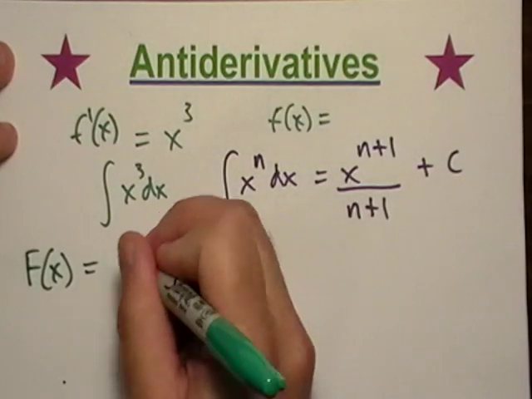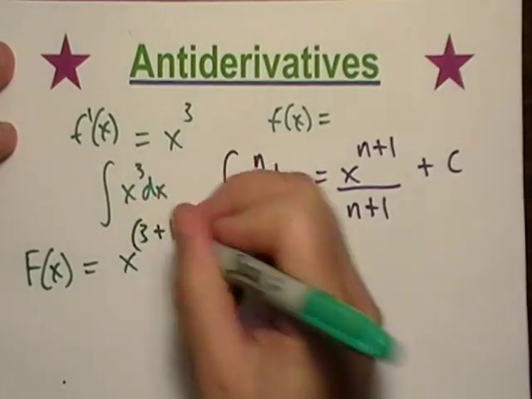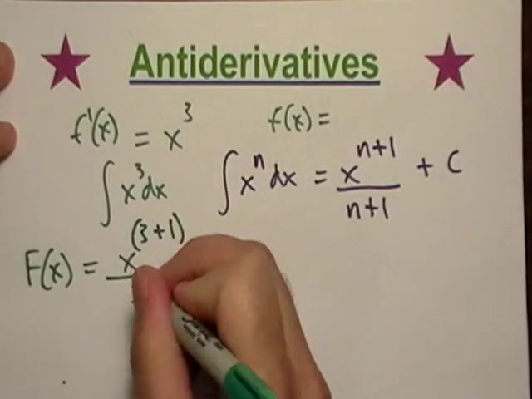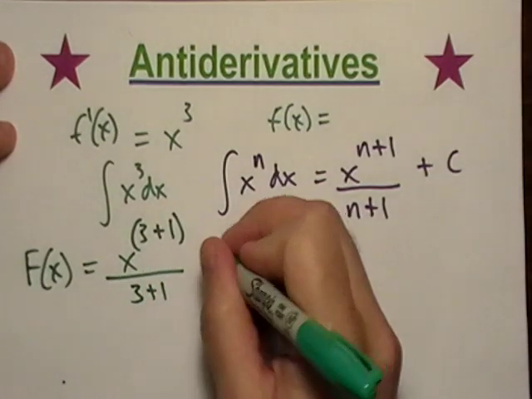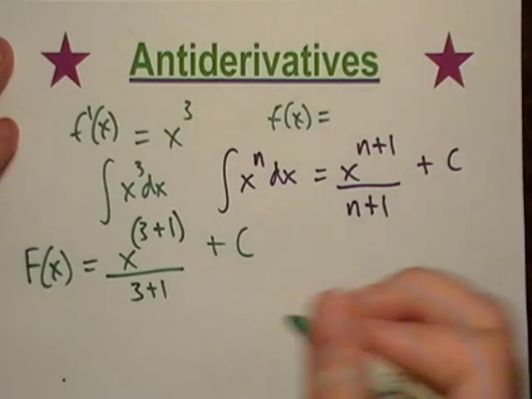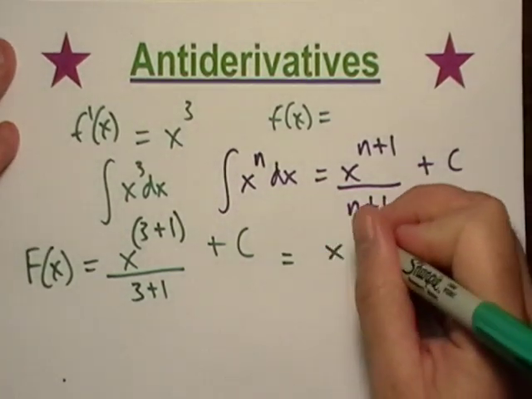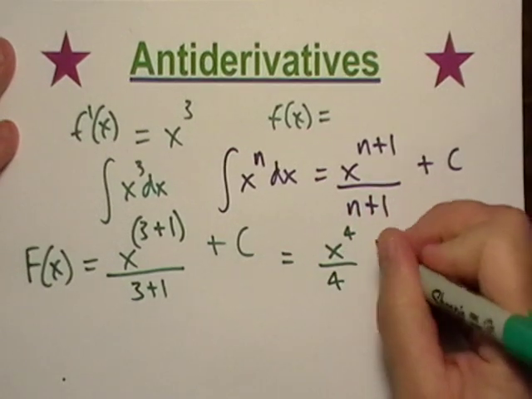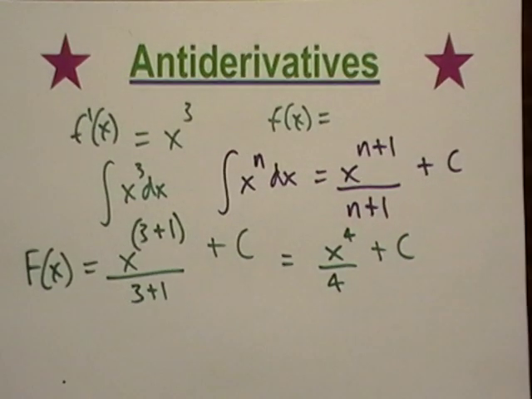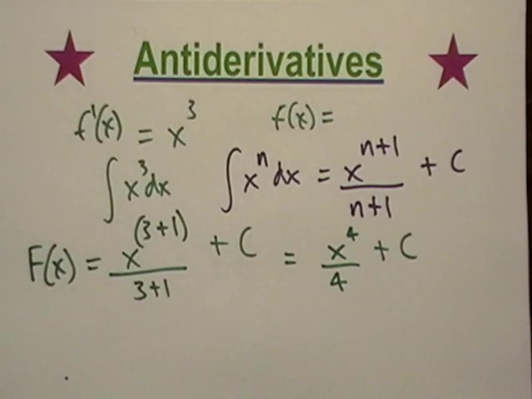So I'm just going to write x to the third, and then I'm just going to go ahead and add the 1 to it, okay? Then I'm going to divide by the same thing, 3 plus 1, and I'm going to include this arbitrary constant right here, and I'll show you why we do that in a minute. Okay, and for simplification purposes, we would arrive at x to the 4 divided by 4 plus c. Okay, so big F of x is equal to x to the 4th over 4 plus c. Okay, and that would be called the general antiderivative.